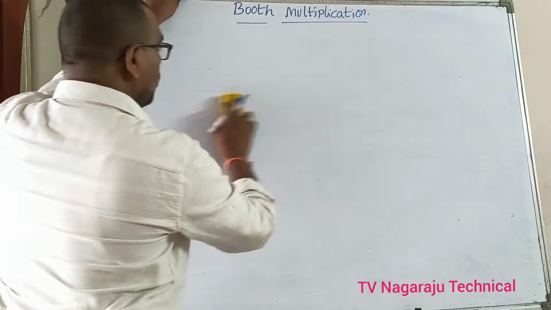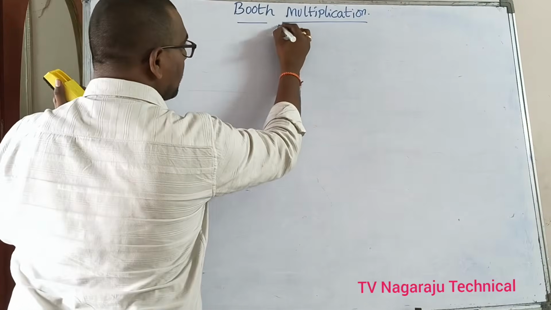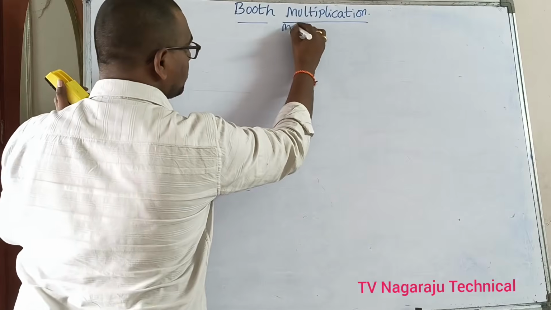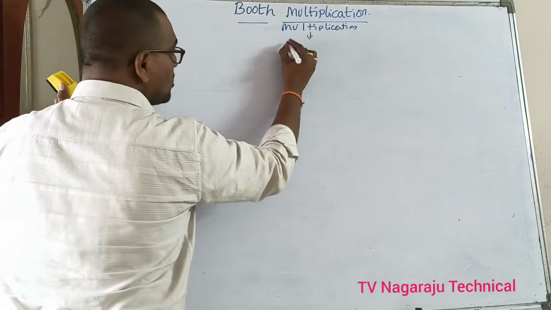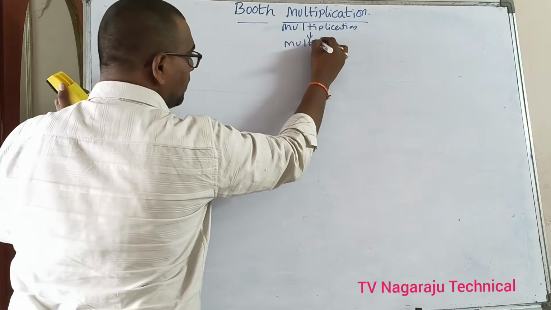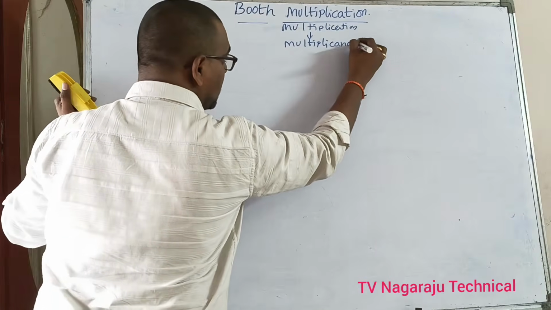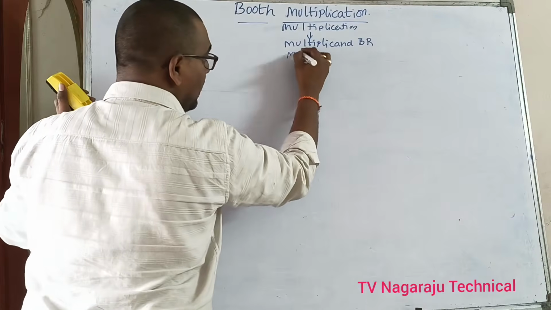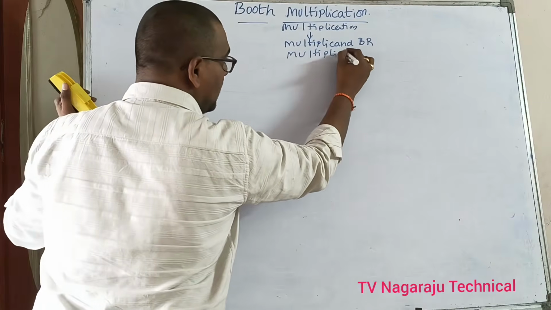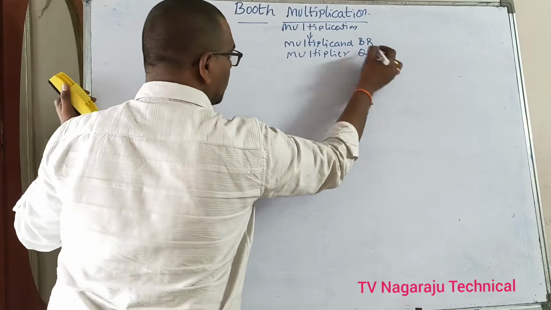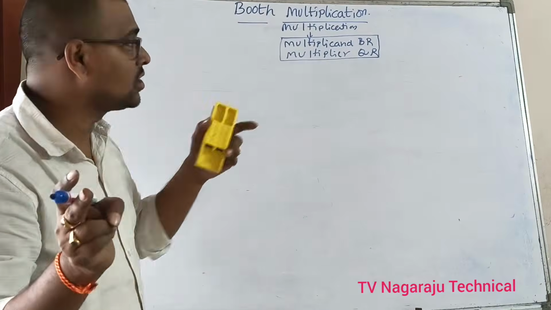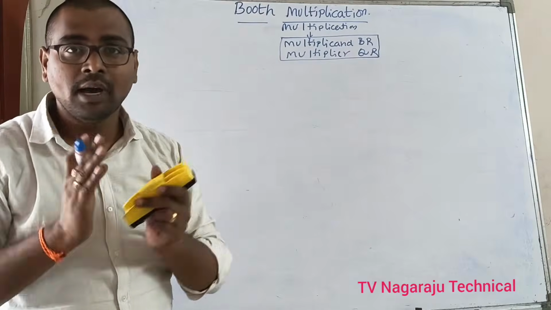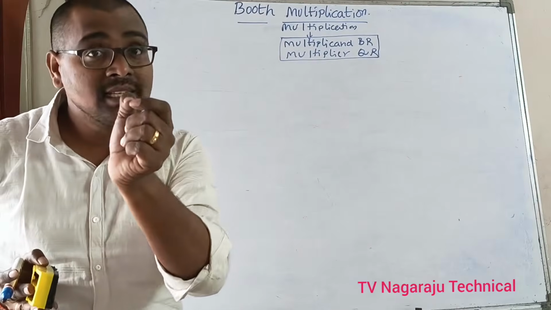Moving to the flowchart. Initially, the multiplier. So, what is the operation I am doing? Multiplication. The multiplicand is in the BR register and the multiplier is in the QR register. This is my initial assumption. Where is the result stored?